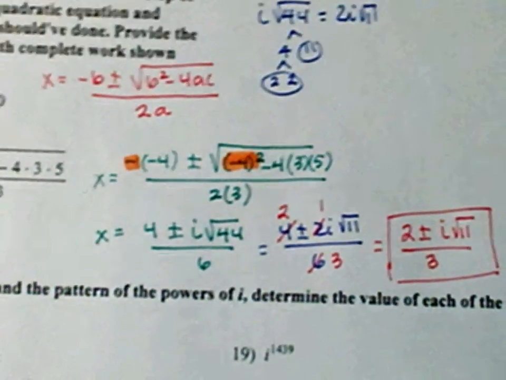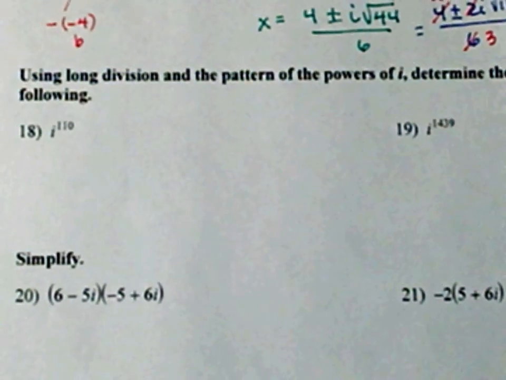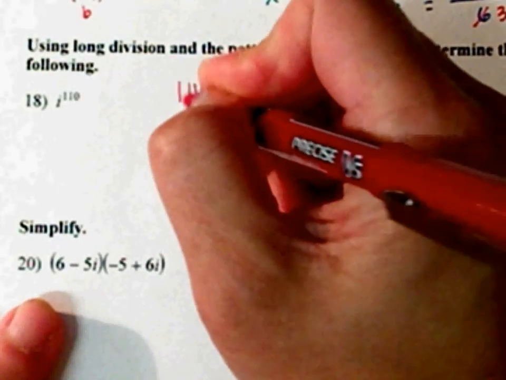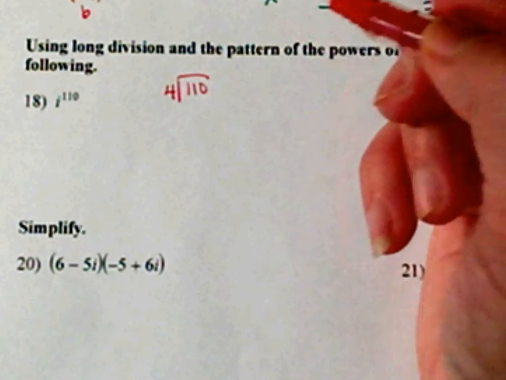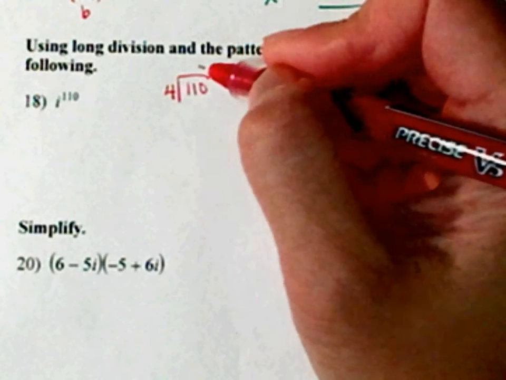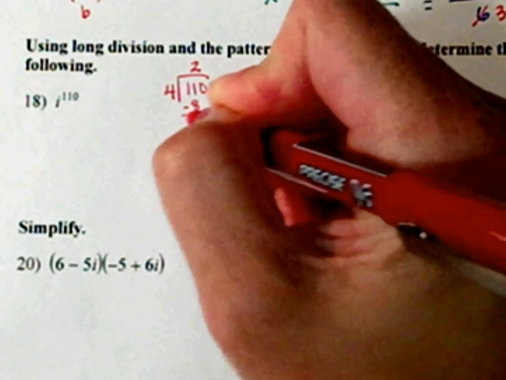Number 18, it says, using long division and the pattern of the powers of i, determine the value of each. Okay? The pattern is every 4. So if you take 110, divide that by 4, and you can do long division. 4 goes into 11 2 times. 2 times 4 is 8. Remember doing this a long time ago?